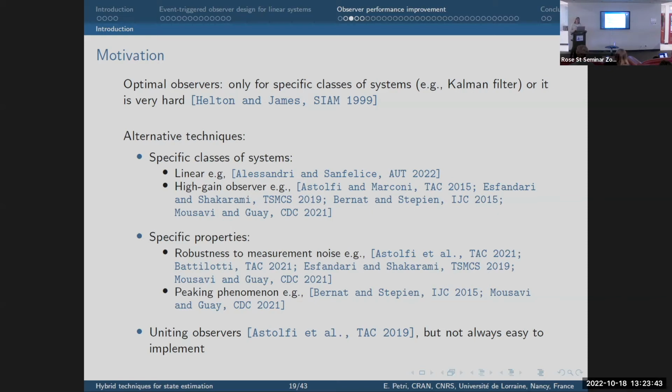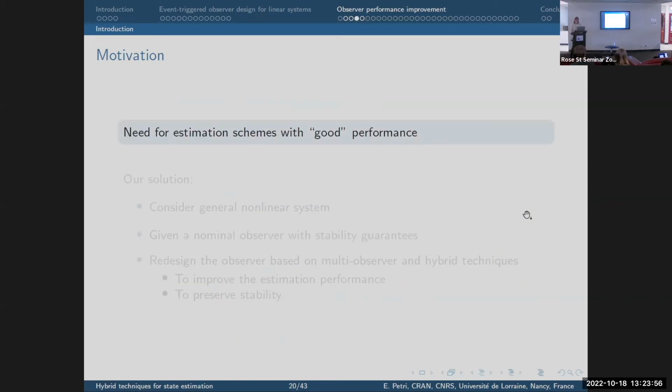Another work in the literature is the uniting observer, where the authors proposed to switch between a local and a global observer in order to exploit the good properties of both of them. However, this is not always easy to implement. Therefore, we feel that there is a really strong need for an estimation scheme that guarantees good estimation performance.